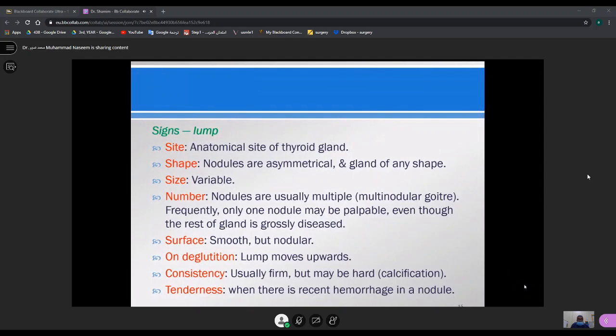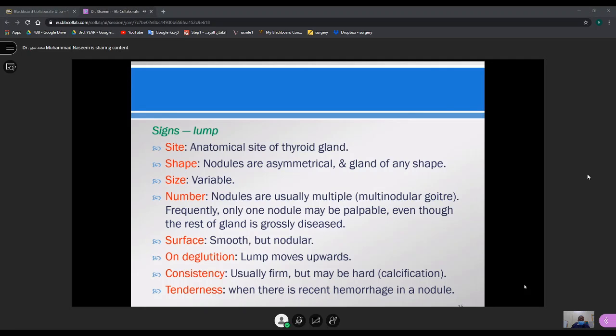On examination, the enlargement will be confined to the anatomical site of the thyroid gland. Shape: because the nodules are asymmetrical, the thyroid gland may assume any shape. Maybe one part of a lobe is enlarged, maybe the whole of one lobe is enlarged, maybe the nodule arises from the isthmus, or it may involve the whole right and left lobe and the isthmus as well. So it can assume any shape.